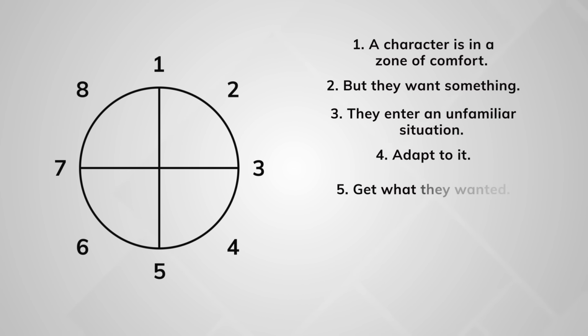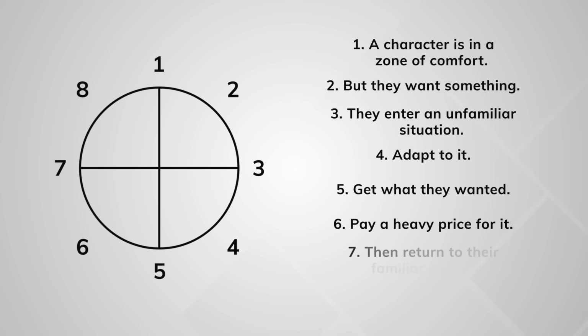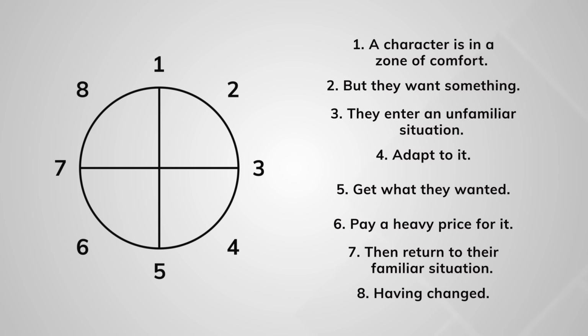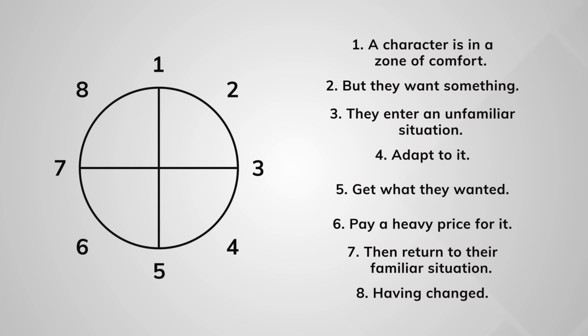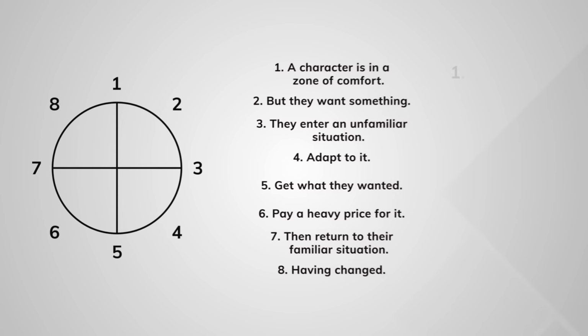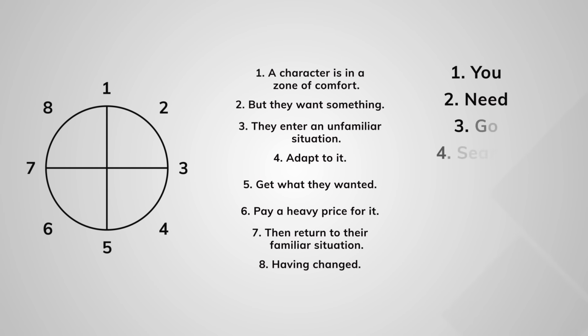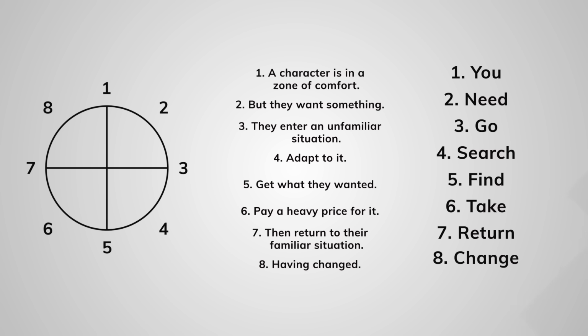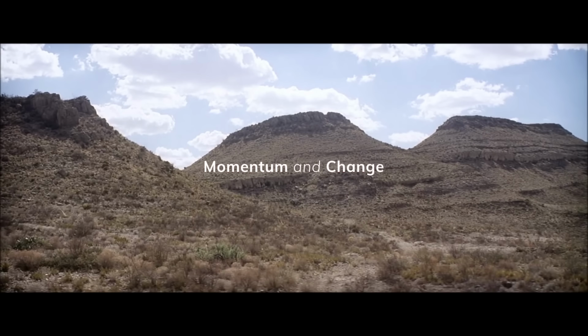Number 5, get what they wanted. Number 6, pay a heavy price for it. Number 7, then return to their familiar situation. And number 8, having changed. When we pull each of these points into a single word, we get this: you, need, go, search, find, take, return, and change. This story circle creates a rhythm of momentum and change.